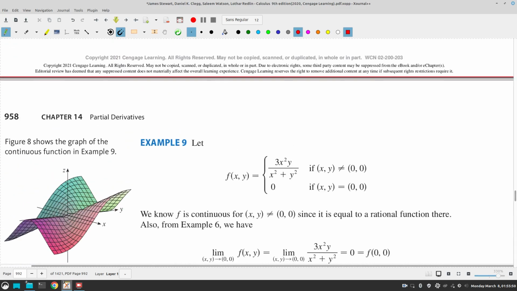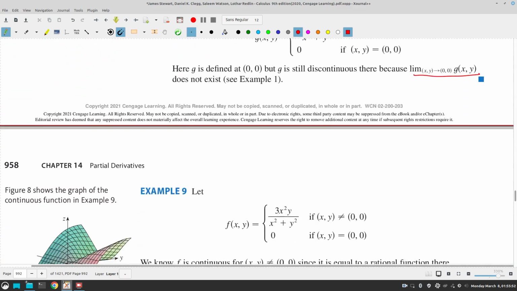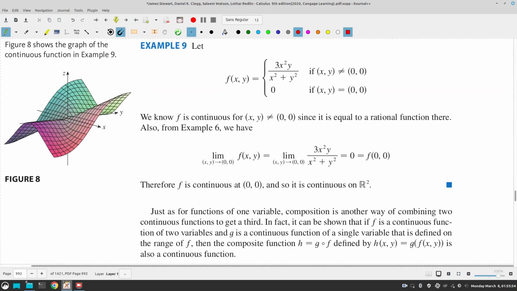But outside of (0, 0), yes, f is continuous. How about this rational function, 3x²y over x² + y²? f is continuous for (x, y) not equal to (0, 0), and is equal to a rational function there. If x and y are not (0, 0), then of course f is continuous.